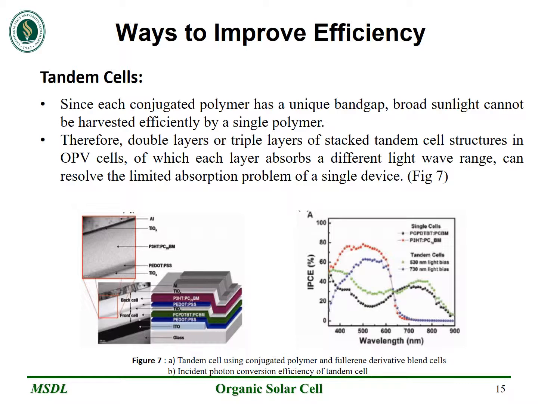For example, the interfacial electrode layers located between the front and the back cell could be an issue. The interfacial electrode layer should be able to collect electrons from the front cell, transmit light which will be absorbed in the back cell, and collect holes from the back cell. When the electron and hole collection is not balanced at the interfacial electrode layers, charges accumulate and this lowers the performance of OPV cells. Figure 7 depicts the tandem cell and the incident photon conversion efficiency of the tandem cells.